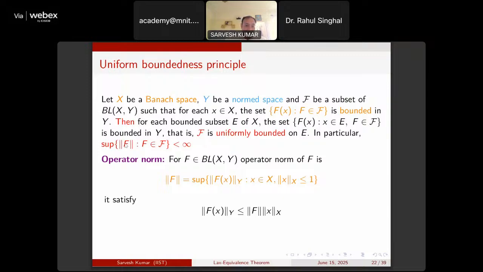This norm is known as the operator norm. F is an operator, and the norm is given by this, or you can rewrite the operator norm in several ways. It's nothing but the supremum of the norm of fx in Y, where x belongs to the unit ball. There are a few more definitions for the operator norm, and they are equivalent. You can write it the way you want. Once you have the definition, it will satisfy this. That's precisely what we are saying: capital F is bounded.